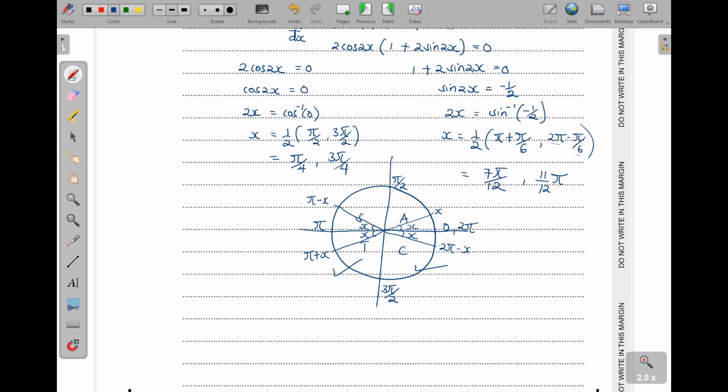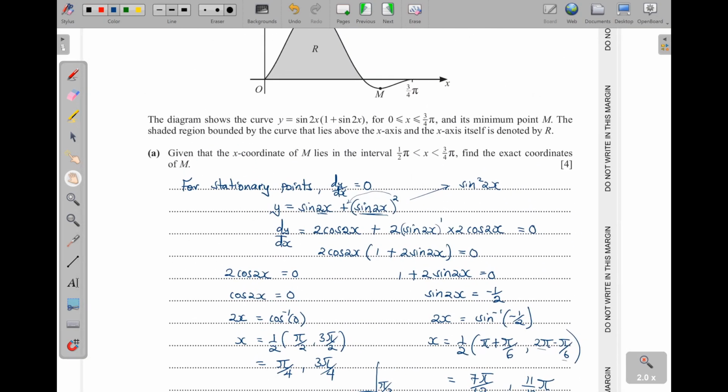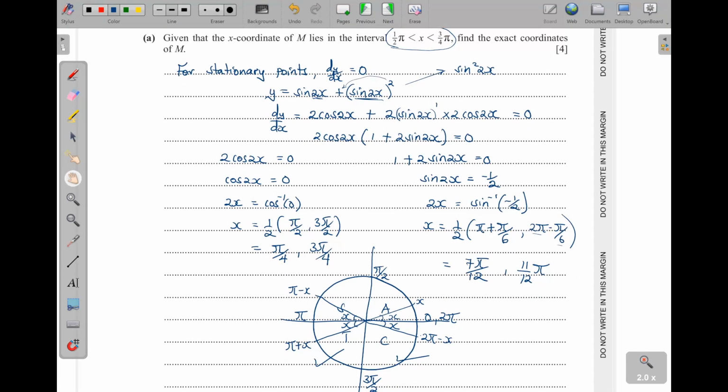Those are the values of x we have gotten, but which one is the one for x? I mean for m. They told us that m, they gave us a range here. The x coordinate lies within this one here. It's bigger than 90, less than 135. When you look at this one here, it is 135. So these two, we shall cross them out.